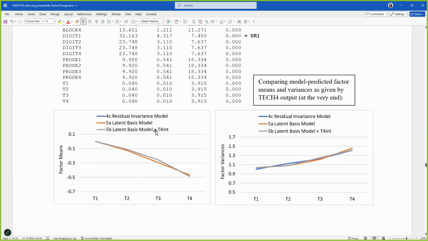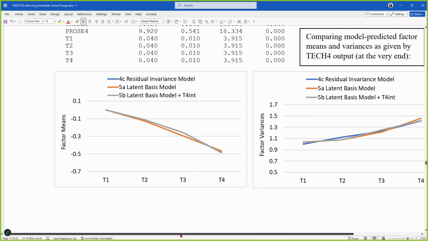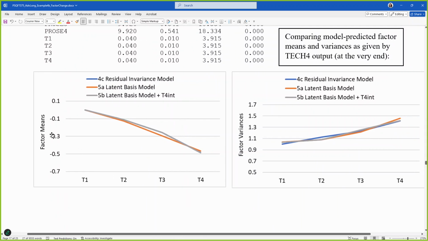So I made some pictures, and then I'll show you how I made the pictures. So I'm comparing the model predicted means for our outcome. Our outcome is a factor, but it's the same idea as we've done in Unit 6, where I had 1,000,000 of these pictures. So the blue line, which is hidden, is from the residual invariance model, in which all the factors had separate means, variances, and covariances. So that was like our answer key. The orange one is from the first latent basis model, and the gray one is from the second. And so the reason that we can't see the blue line is because it's behind the gray one.